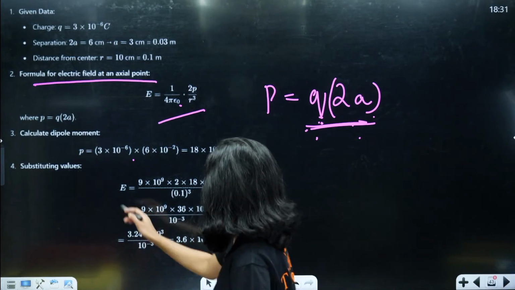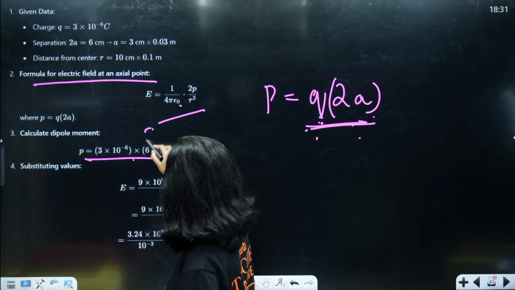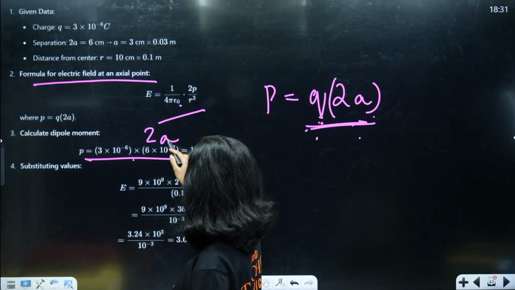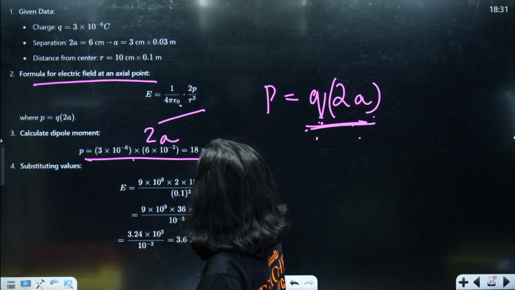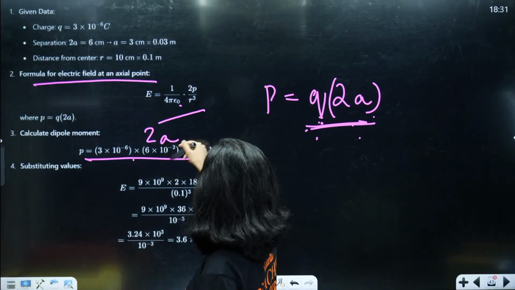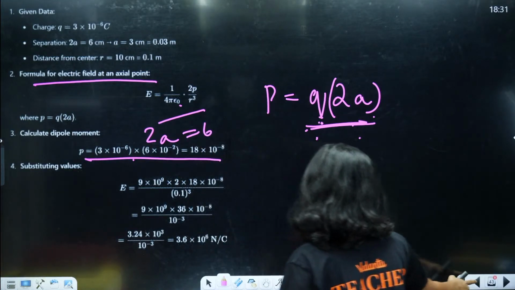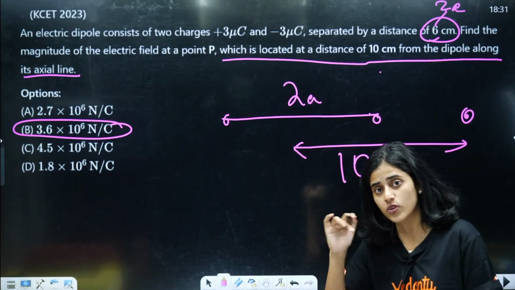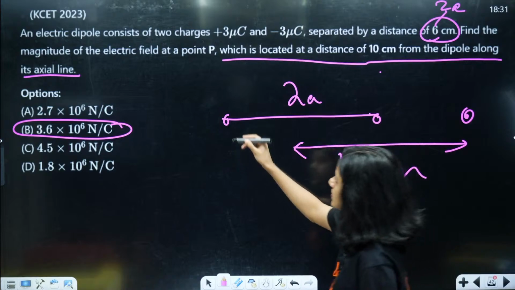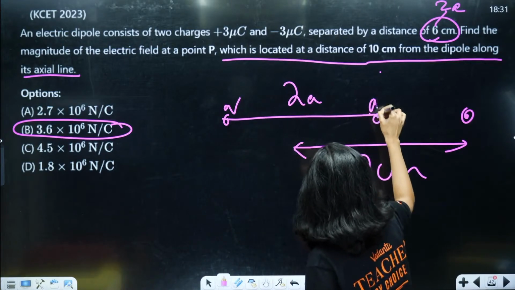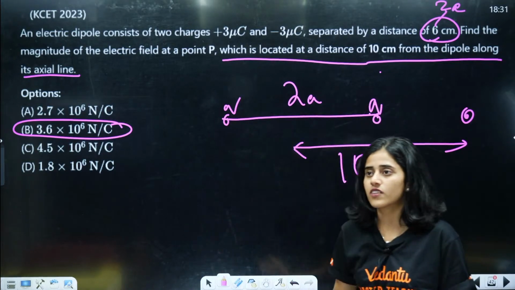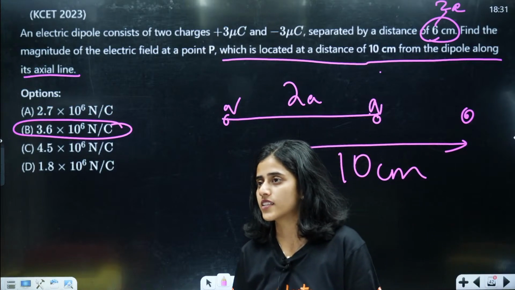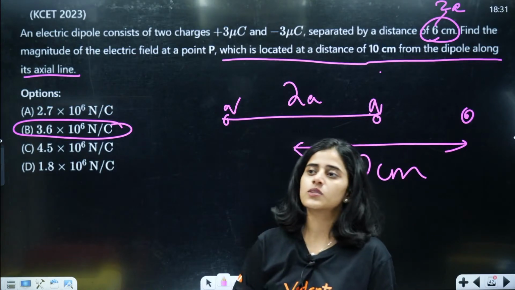So first you have to find out P. This is 2A. 2A is 6. Okay, did I write A here? No, yeah, 2A is 6. A is not 6, 2A is 6. For dipoles, the length between the charges is always 2A. Yes, formula sheet I will give you in the next class.